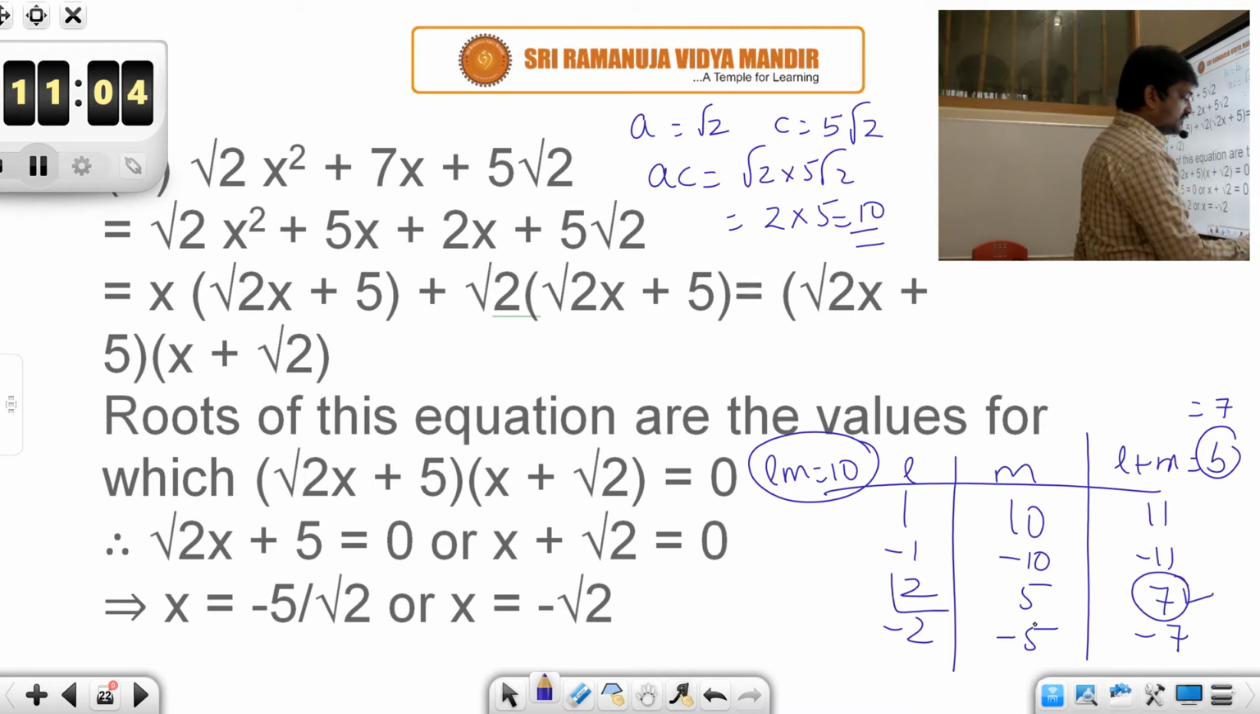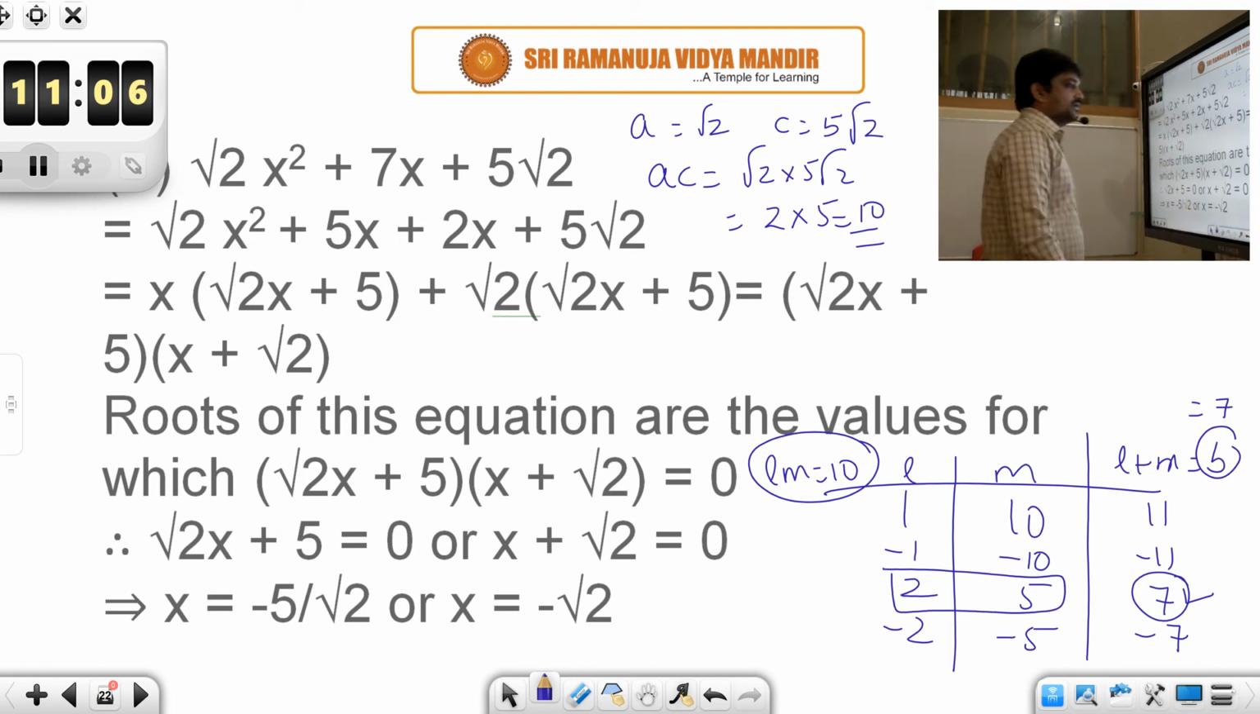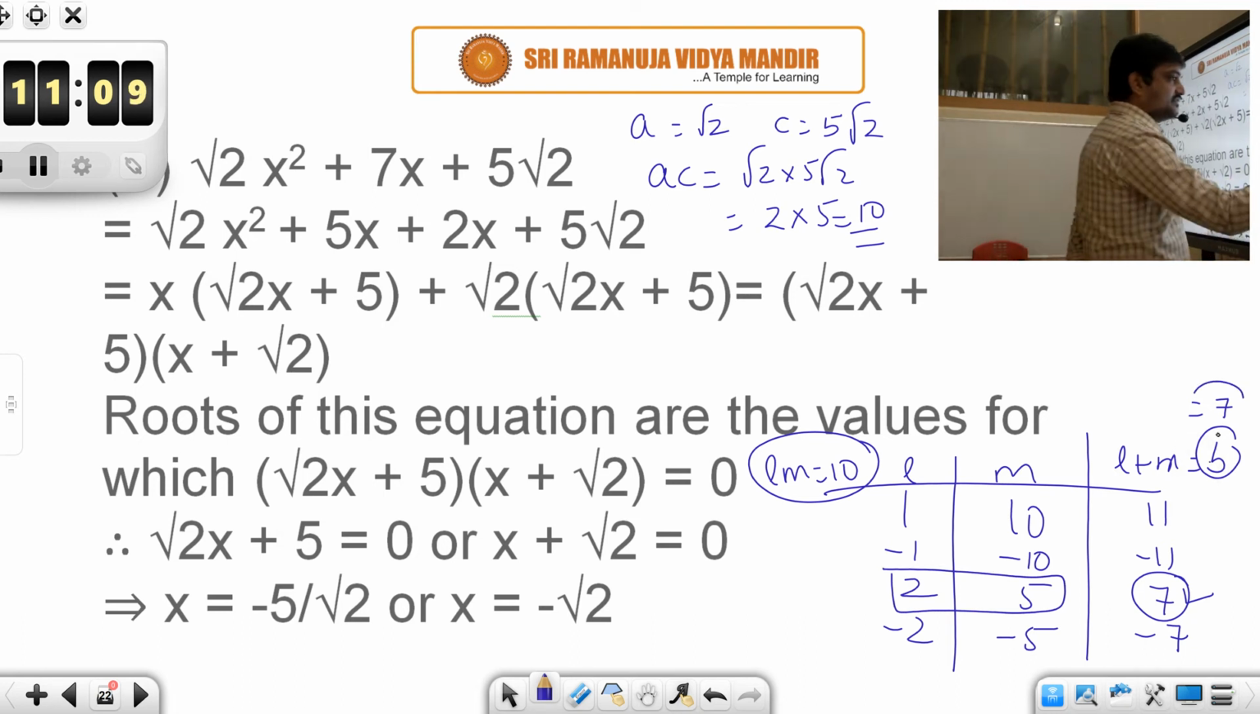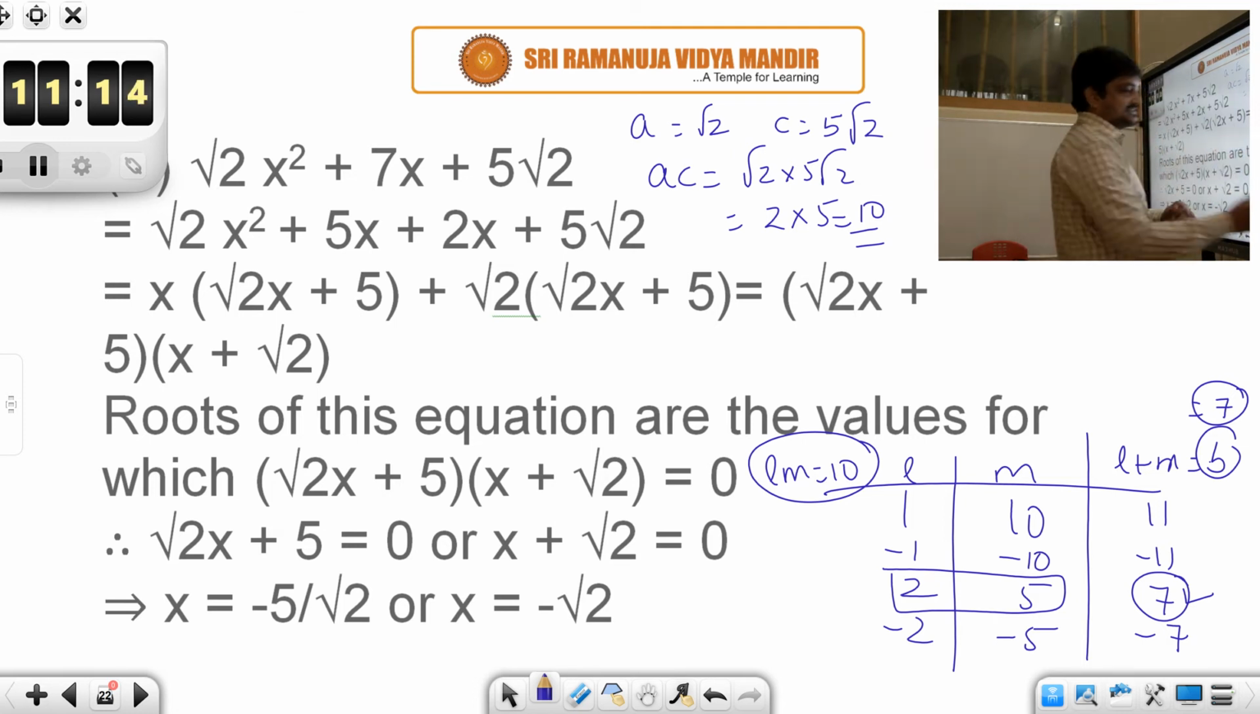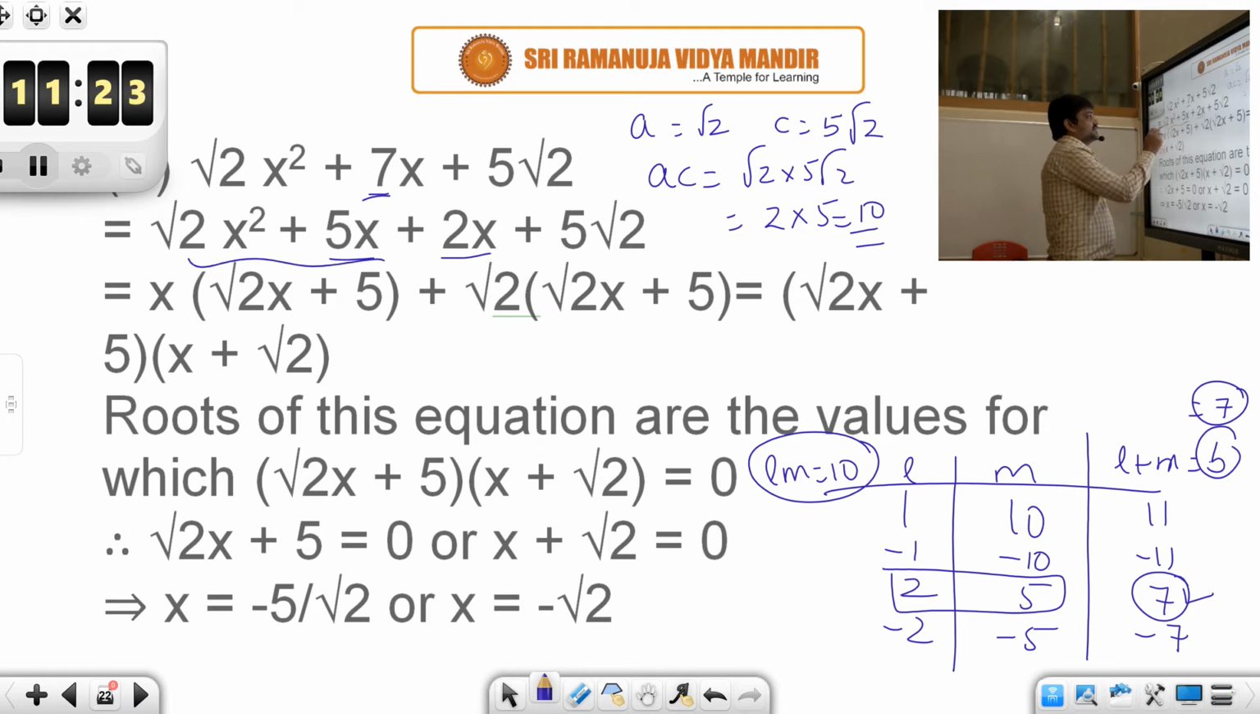So here you are getting it for this pair of numbers. So the value of B, 7, you will split in terms of this L and M. You will express this 7 as 2 plus 5. So 7x would become 5x plus 2x, and then the rest is taking out common from the first two terms. Here you could take x as common, so you will be left with root 2x plus 5, and then from the last two terms again take root 2 as common, then you will be left with root 2x plus 5.